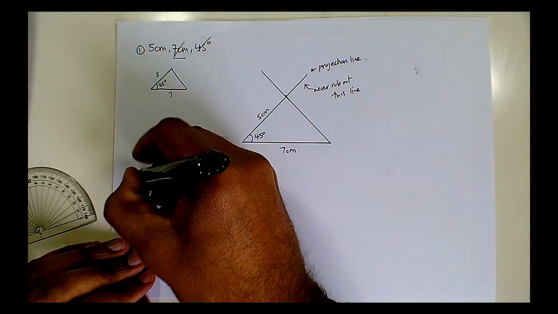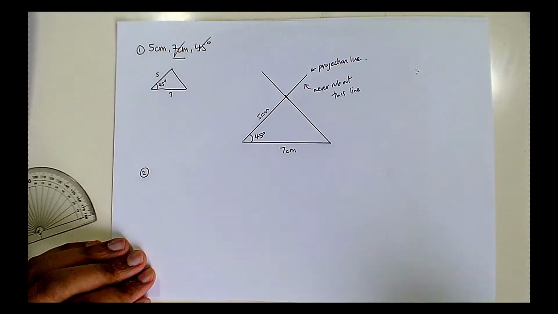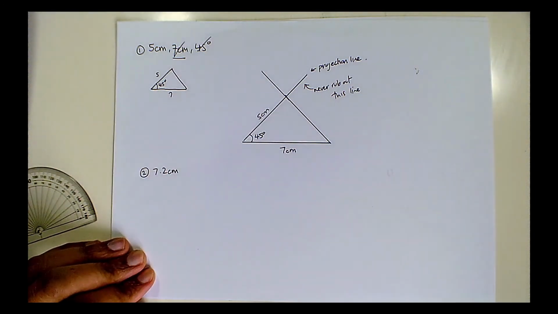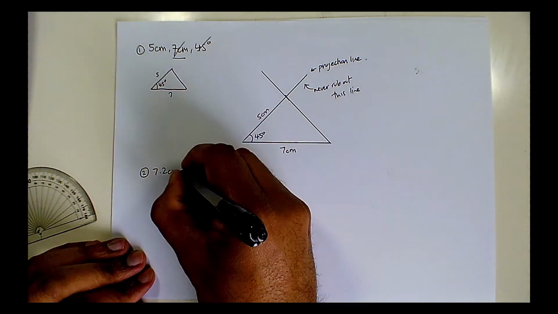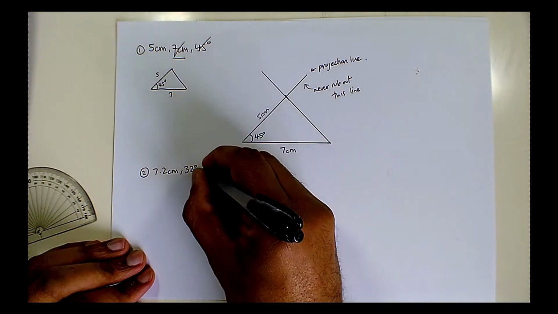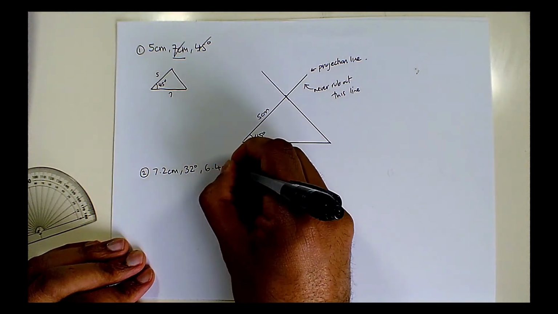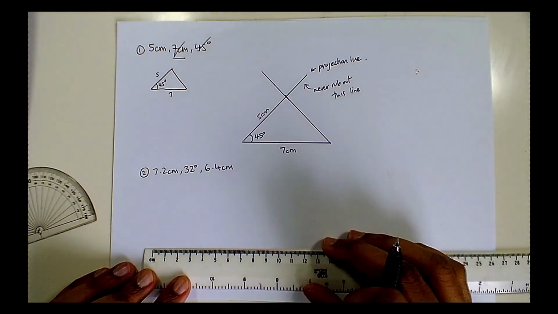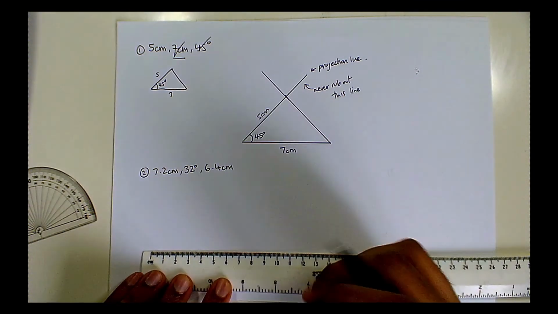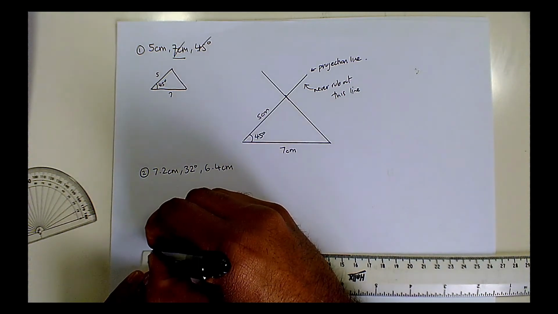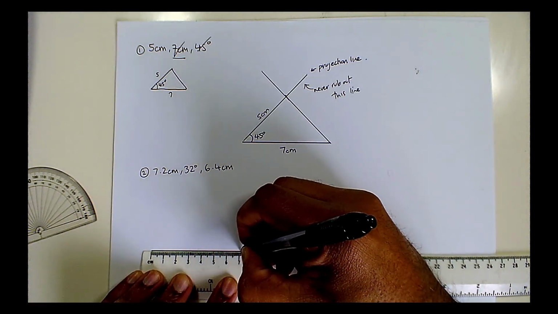So moving on to our second example, which was 7.2. This time we're dealing with a bit of decimals, so we just need to be a little bit careful when using our ruler. 32 degrees is more of an awkward angle, and we've got 6.4 centimeters. So again, what I'm going to do is measure the longest side, which in this case is 7.2. So find 7.2 on my ruler, and then mark it as such.